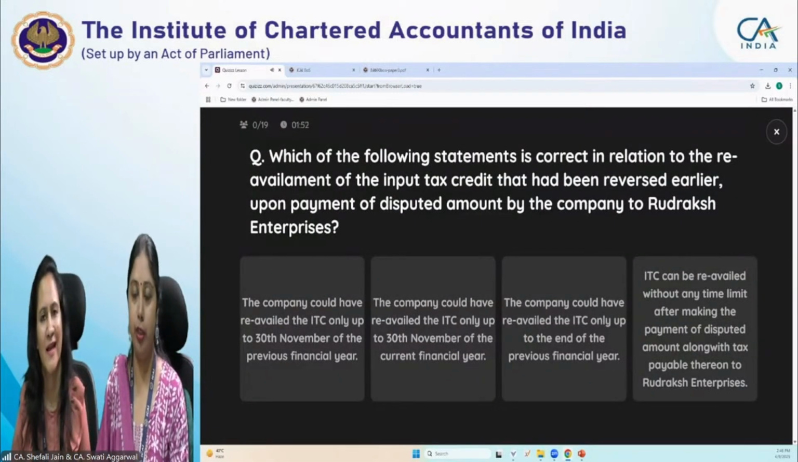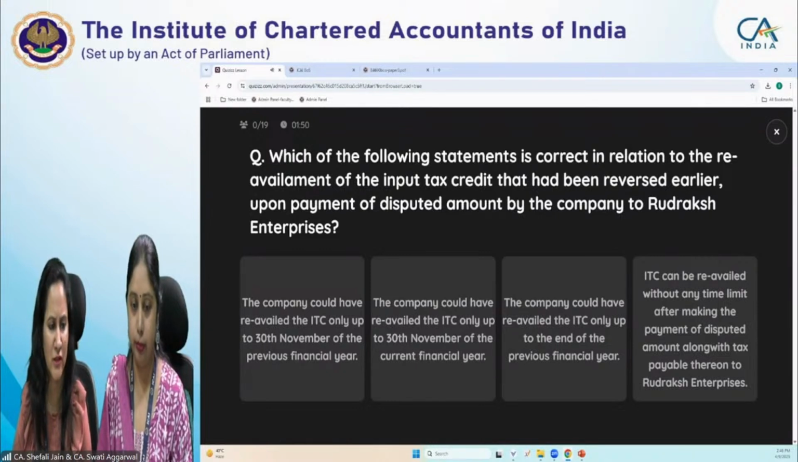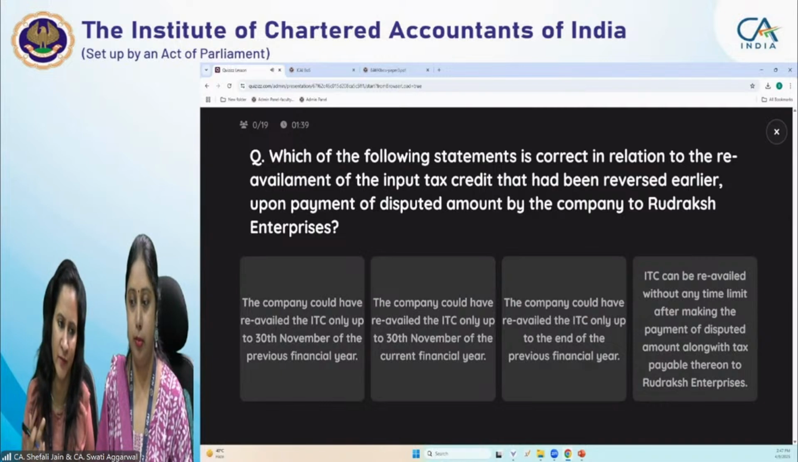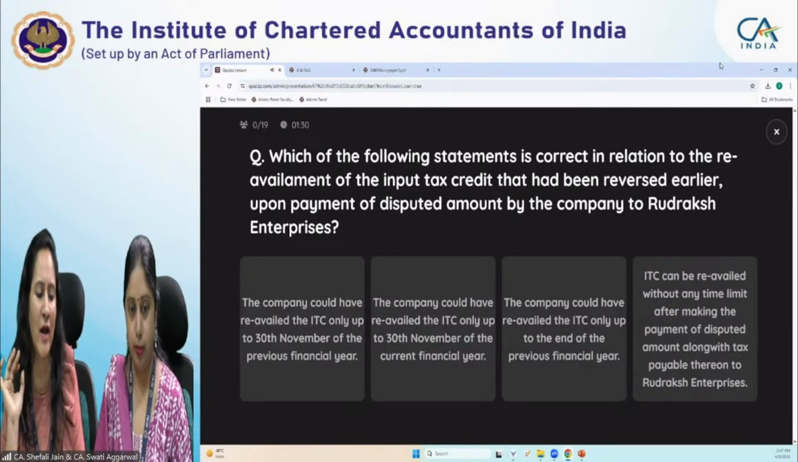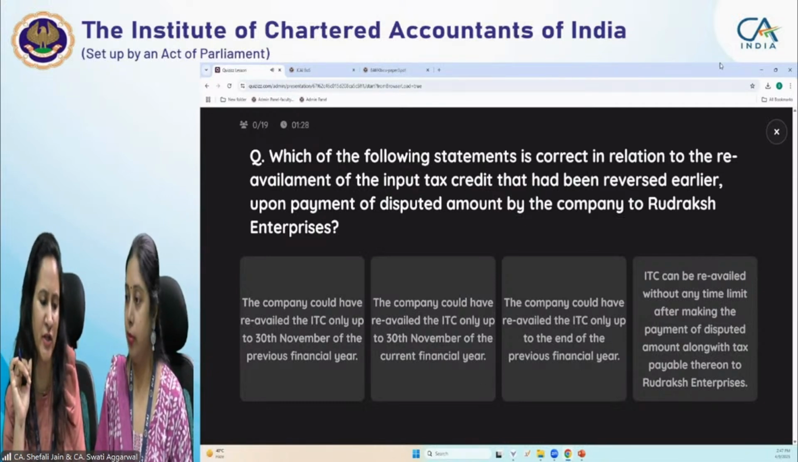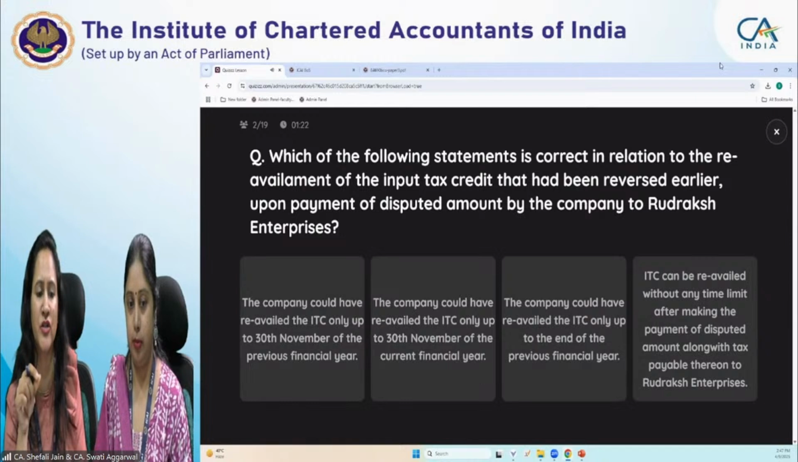As the facts which ma'am has shown you just now, this question is based upon those facts. Which of the following statements is correct in relation to the reavailment of the input tax credit that had been reversed earlier upon payment of disputed amount by the company to Rudraksh Enterprises? Option A, the company could have reavailed the ITC only up to 30th November of the previous financial year. Option B, the company could have reavailed the ITC only up to 30th November of the current financial year.